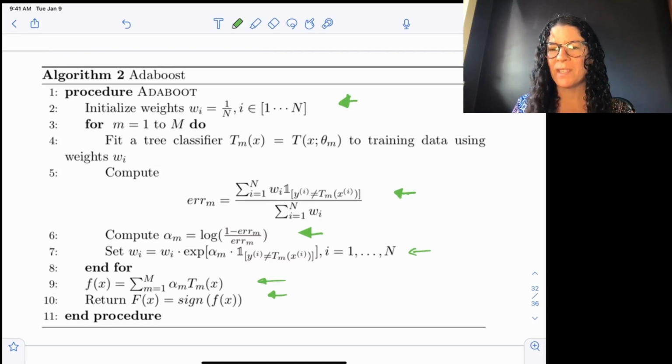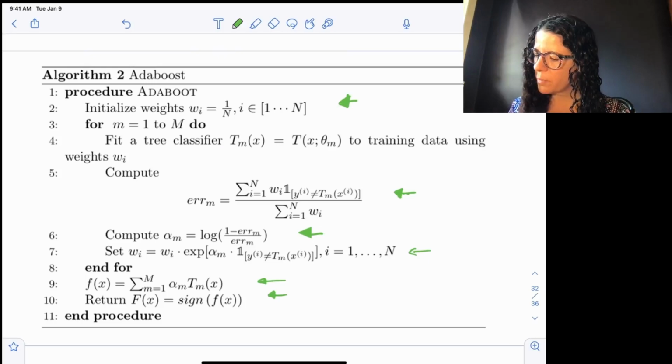So hopefully this is similar to the pseudocode I showed you before. But now I am going to go into some detail on these terms. What are these terms, error and the alpha m? What are they doing? Okay. And then the weights as well. So let's look into that.